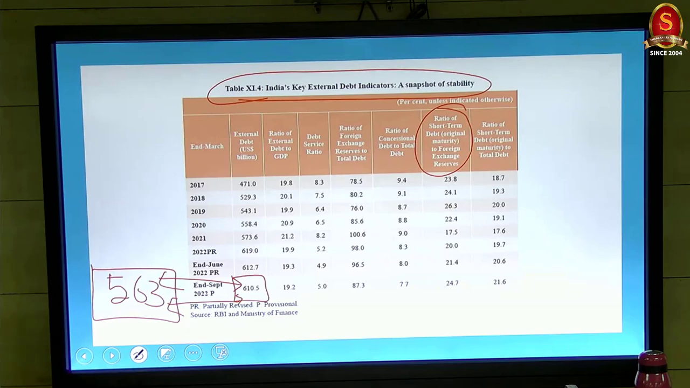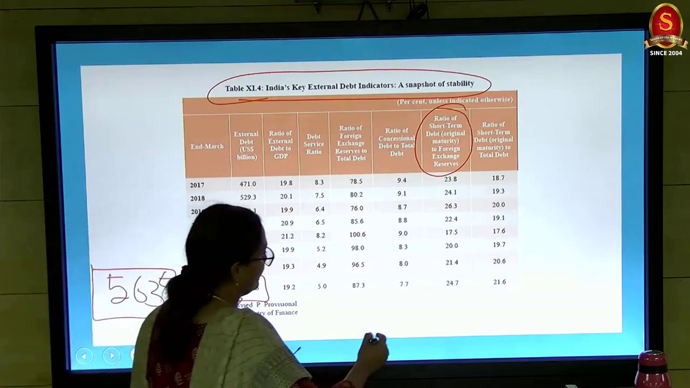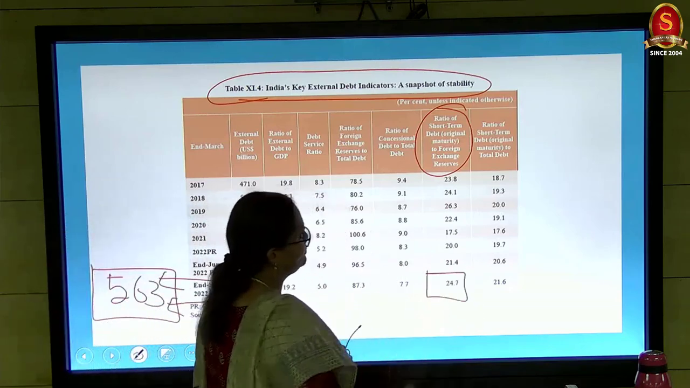And other than that, there is a short-term debt. What is the short-term debt? This will come through the capital account. Remember capital account? Import is all sitting under current account, whereas short-term debt will sit under the capital account. For all of these things, we have only one thing, which is called the foreign exchange reserves. Right? So now we are going to see that this percentage.